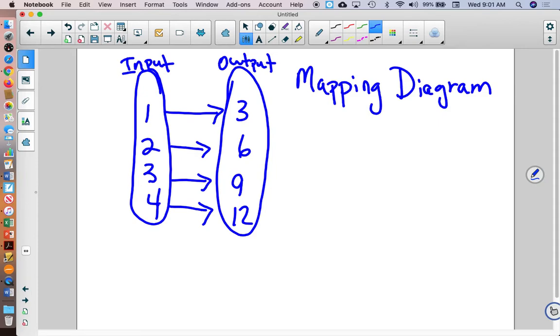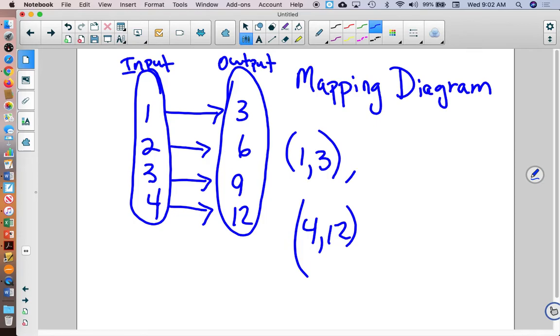Matthew? 1, 3. Give me another ordered pair that you're seeing on this mapping diagram. Mr. Zane? 4, 12. Jillian? 2, 6. What else do I have there? Reagan? 3, 9, okay? Okay, that's all there is to it.